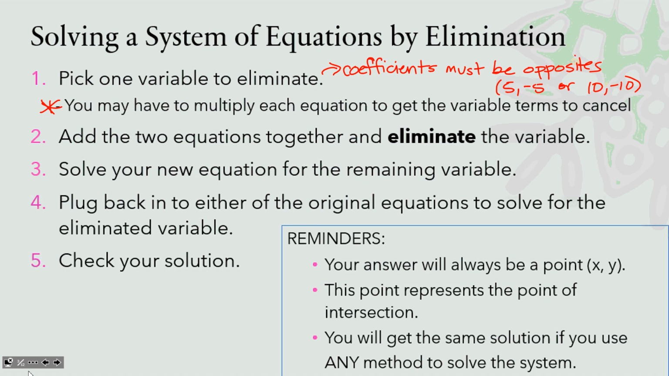We're going to solve our new equation for the remaining variable, plug back in to either of the original equations to solve for the other variable, and we can also check our solution by plugging in x and y to both equations. Remember, we check our solution by plugging x and y into both equations and then saying, oh, it makes both true. And just some reminders, your answer is always going to be a point x, y, and that point is where the two lines would intersect at.